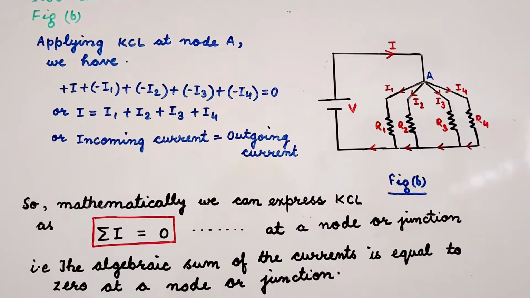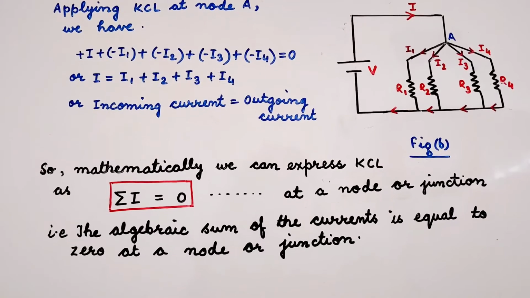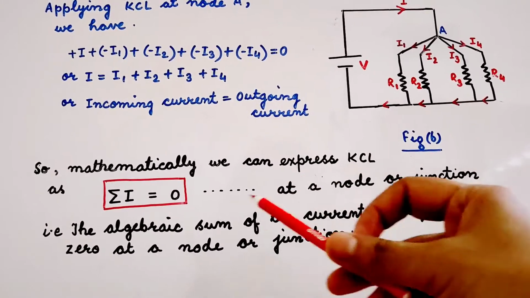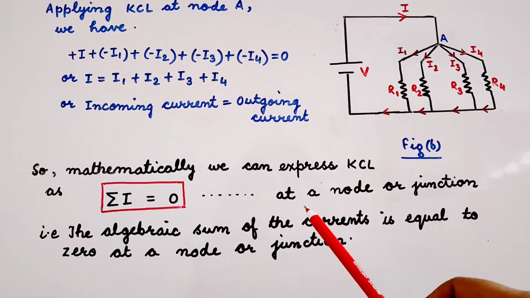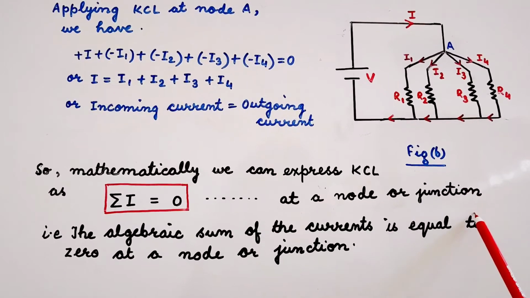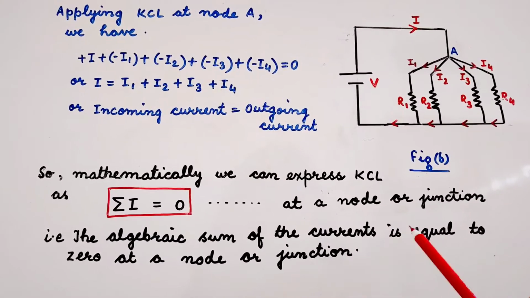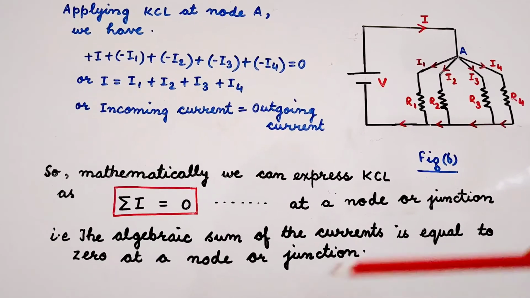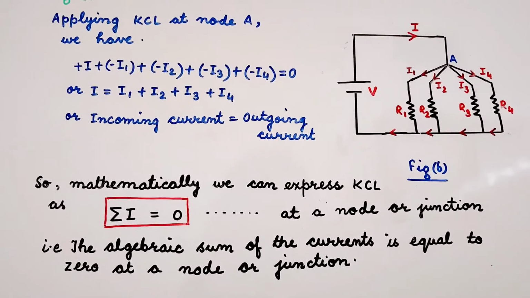So mathematically we can express Kirchhoff's current law as: the algebraic sum of all the currents is equal to 0 at a node or junction. That is, the algebraic sum of the currents at a node or junction is equal to 0. So this is Kirchhoff's current law.